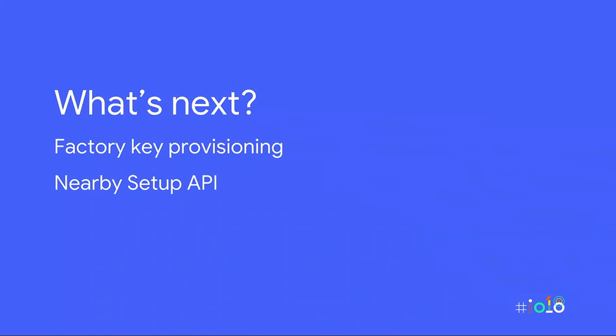So if you have a developer kit, you won't be able to test the key signing correctly because you won't have an official key from Android Things. But we're going to be releasing the tools to be able to do this soon. And remember that Nearby Setup API is coming soon as well. And that's going to be really nice to make provisioning these things really easy.